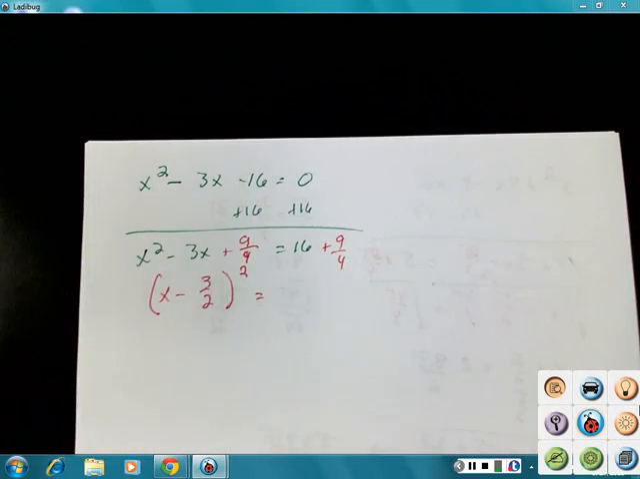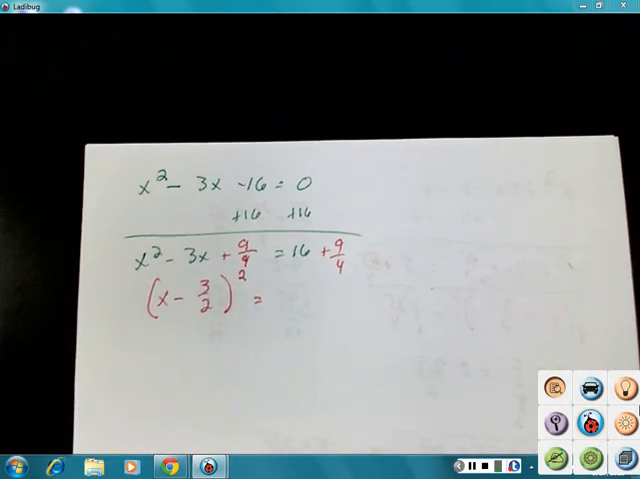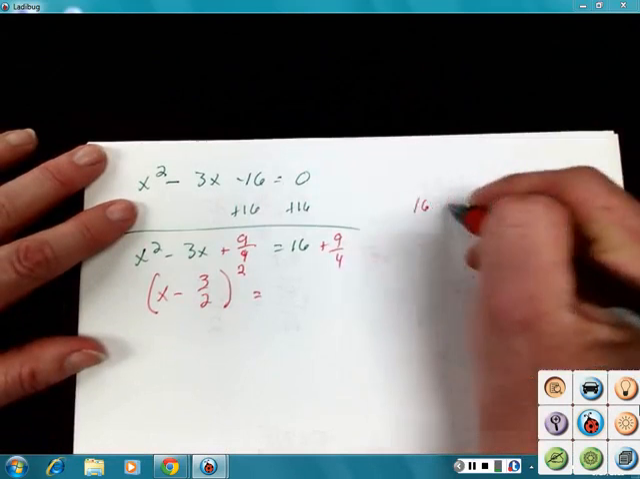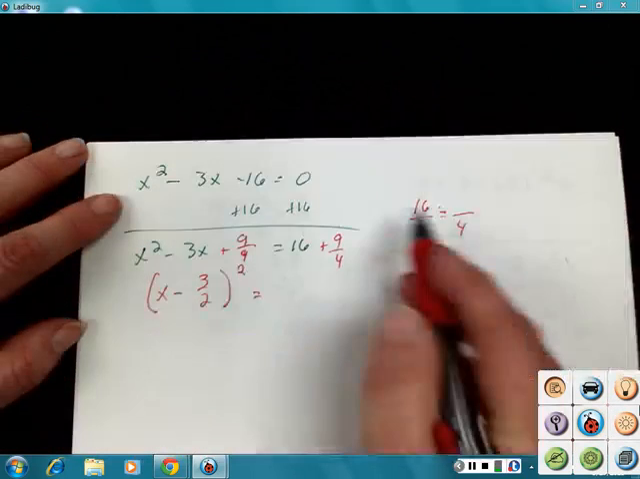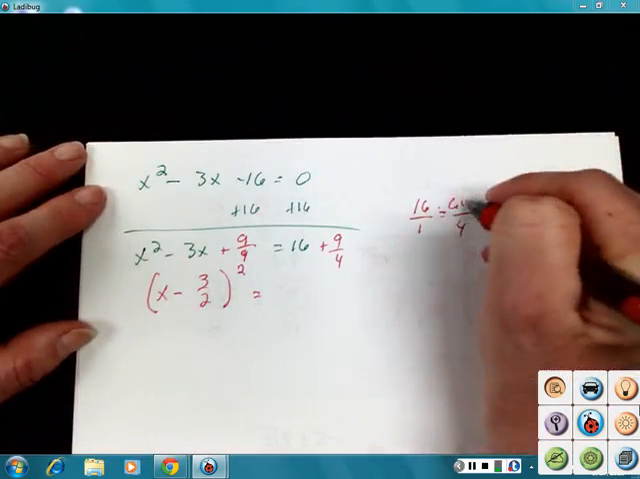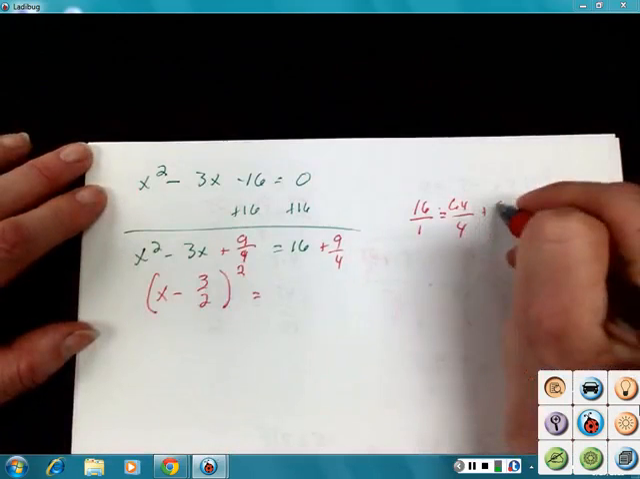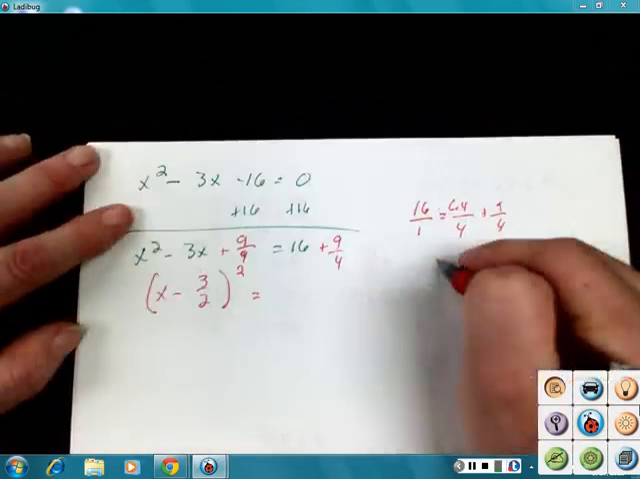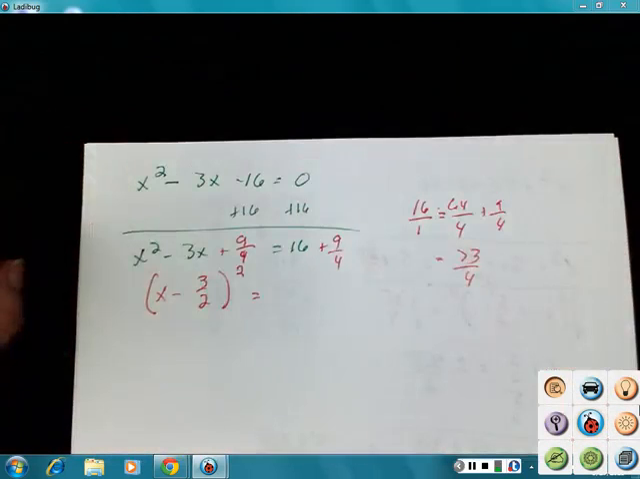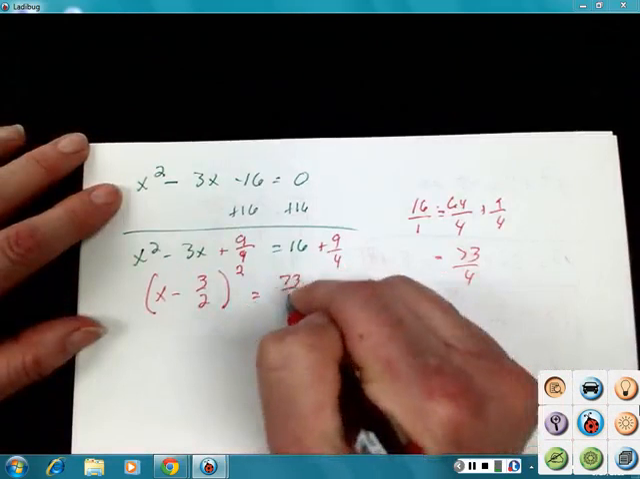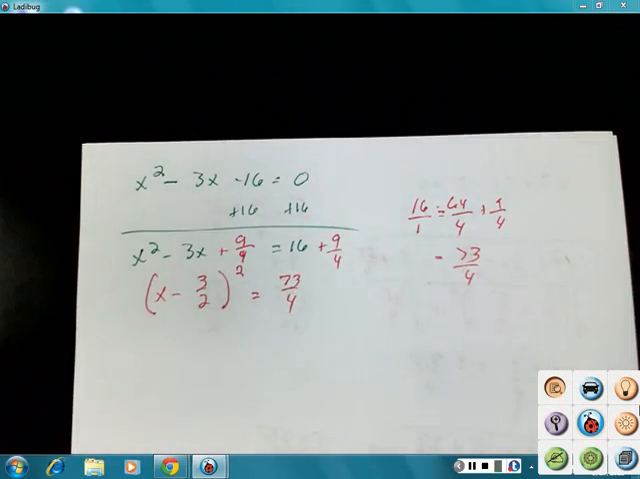And that's when your fractions come in. So we got to take 16 and turn it into fourths. Well, 4 times 16 is 64. Then add 9 fourths to that. So 64 plus 9 is 73 fourths, I think. Should be right. You okay?